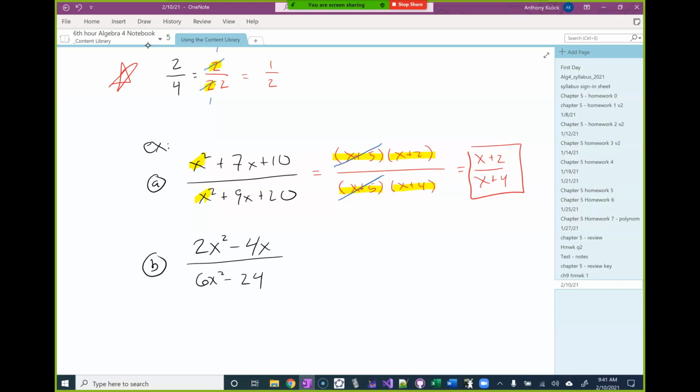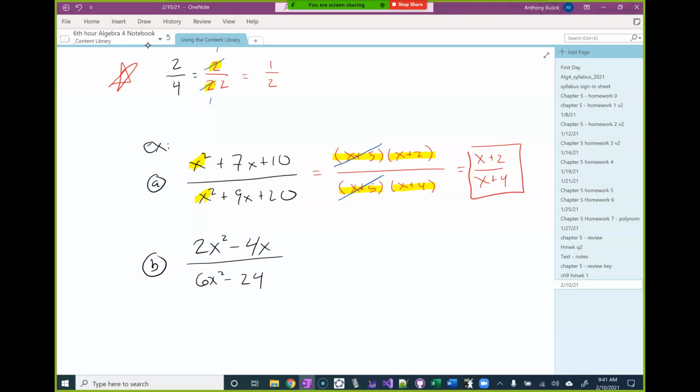Well, it's not a difference of two squares. I heard somebody say that. And you know it's not a difference of two squares because we have an x squared in the first term and only an x in the second term, right?